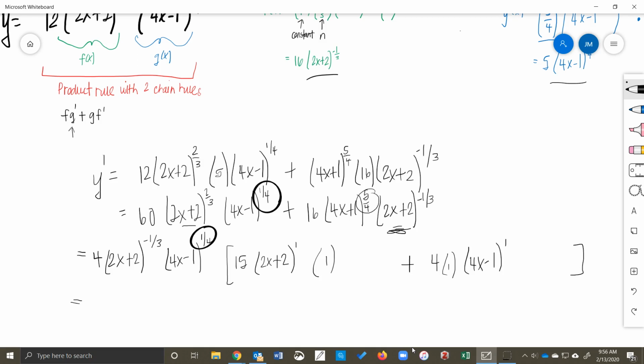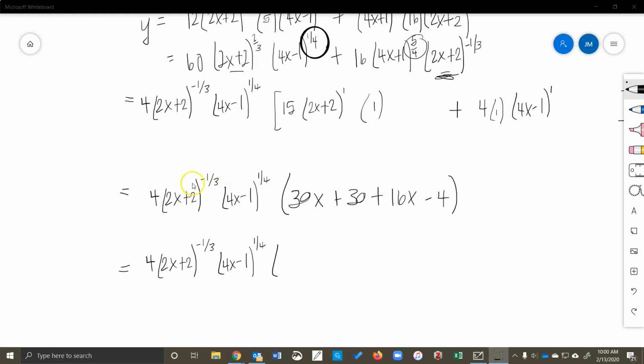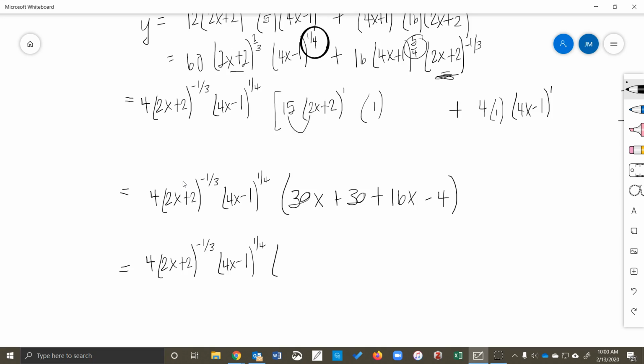So in this next step, I'm going to distribute these brackets. So I just copied the 4 times 2x plus 2 to the negative 1/3 power, and 4x minus 1 to the 1/4 down, and I distributed the 15 to the 2x and to the 2, and that's how I ended up with 30x plus 30. And then I distributed a 4 to the 4x and the negative 4, and that's how I ended up with 16x minus 4. In the next step, if you'll just copy down that front part again and then combine your like terms and what we just distributed, we end up with 46x minus 26.